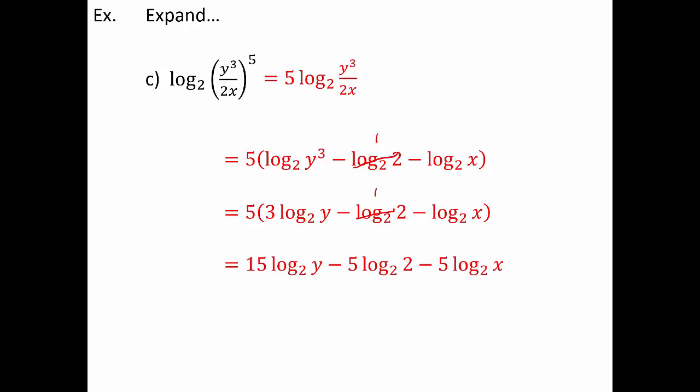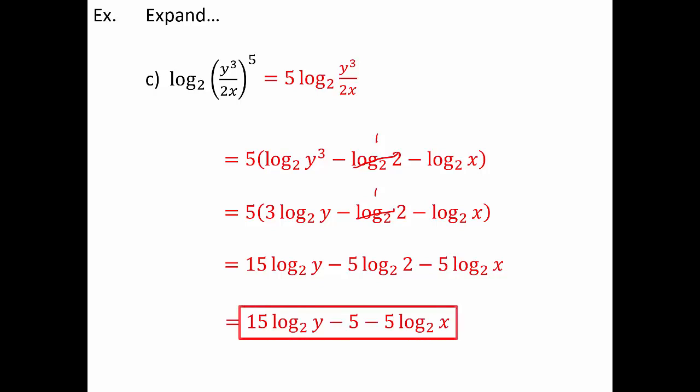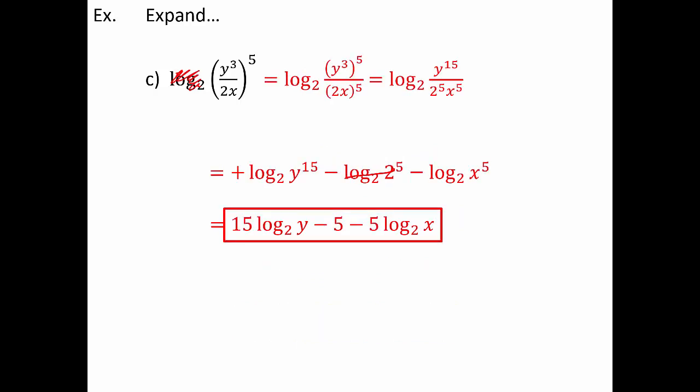And then distributing the 5 gives me 15, 5, and 5 as my coefficients, and here we go. Finally, I evaluated log base 2 of 2 to be 1. And notice we got the same answer here as we got on the previous slide: 15 log base 2 of y minus 5 log base 2 of x.